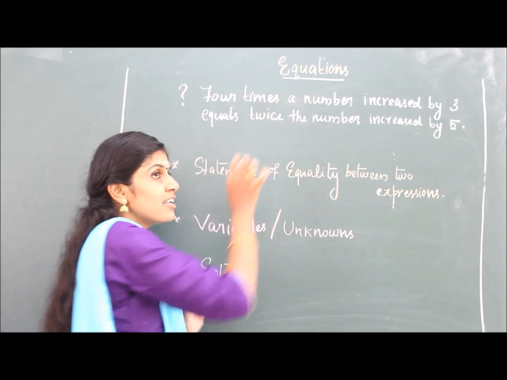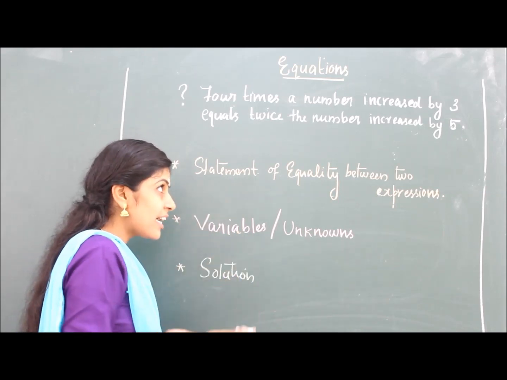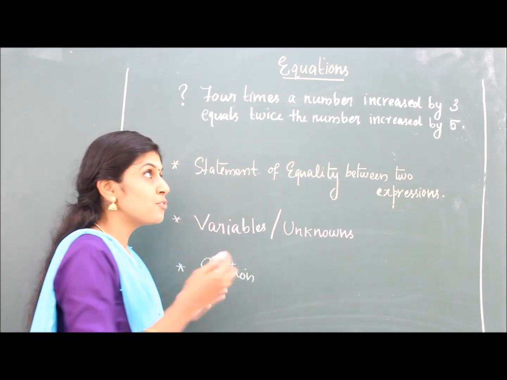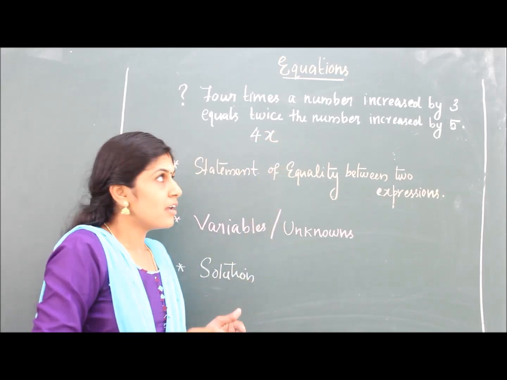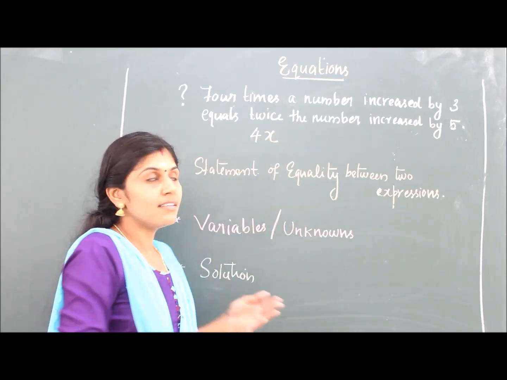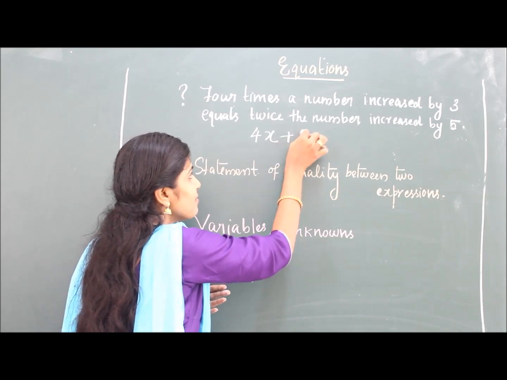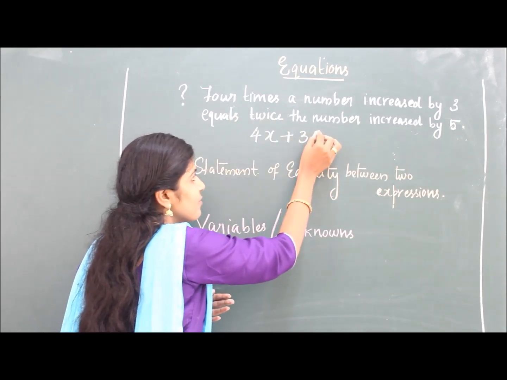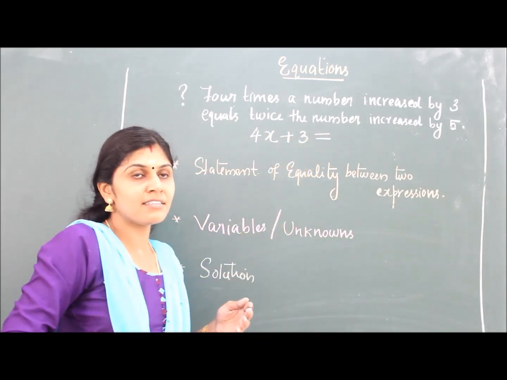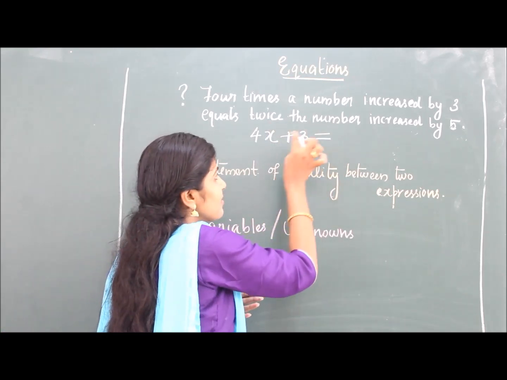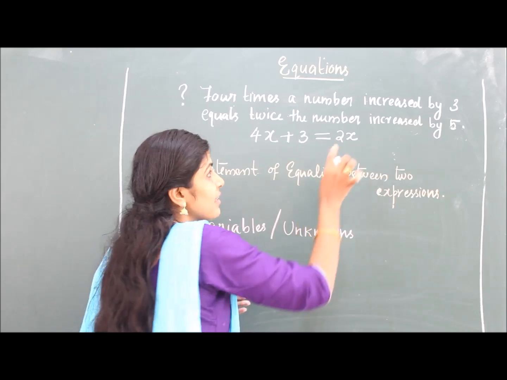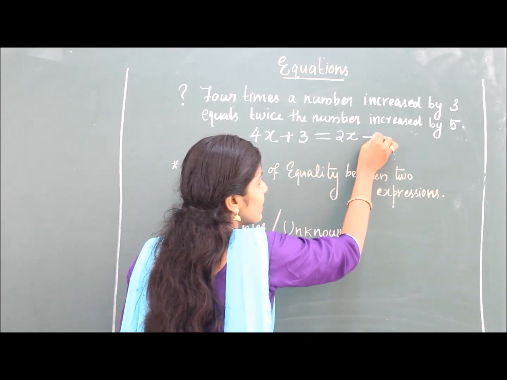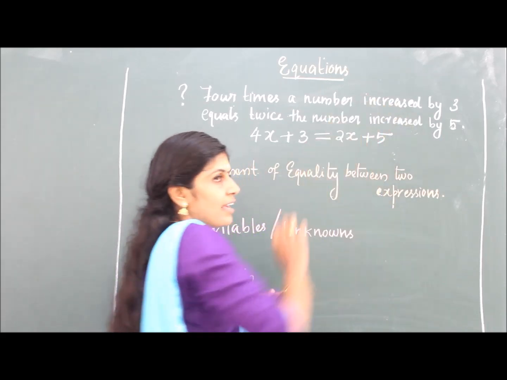Then 4 times the number means what? Always times represents multiplication. So 4 times the number means 4x. Now increased by 3 means it is plus 3. Equals means we have to put an equality sign. Twice the number, since the number is x, is 2x, increased by 5. So we will get 2x plus 5.